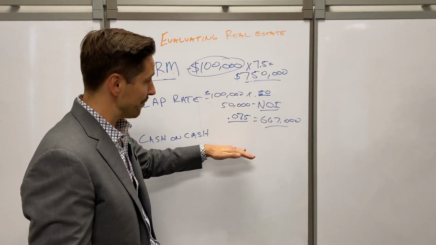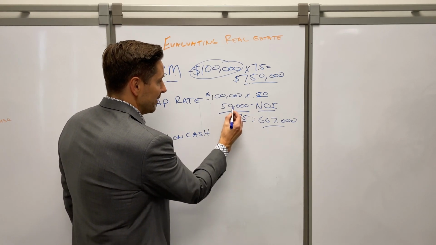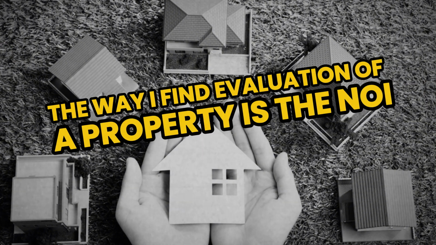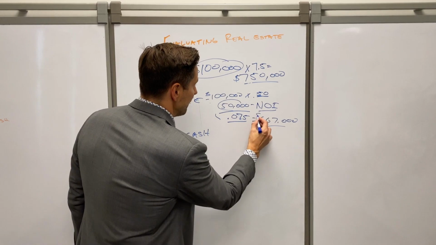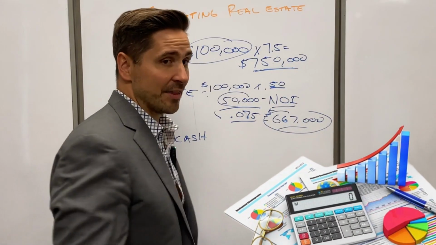Now, if you lowered the cap rate, this number would go up because we're dividing this number by a lower number. So again, the way I find the evaluation of a property is the NOI divided by the cap rate equals my purchase price. Again, this gives a little bit different number than the GRM.